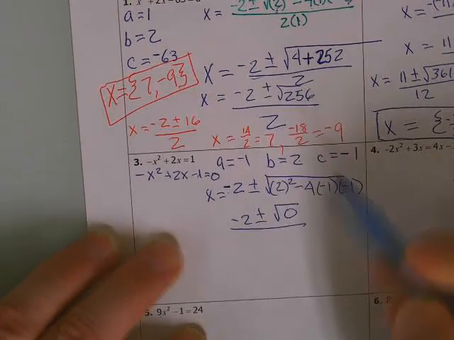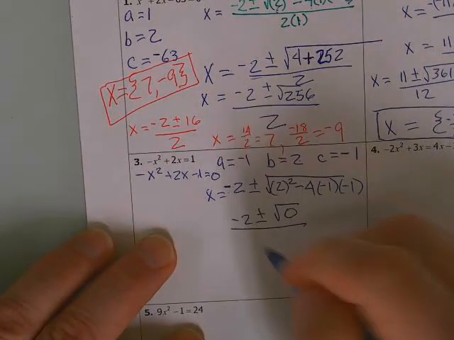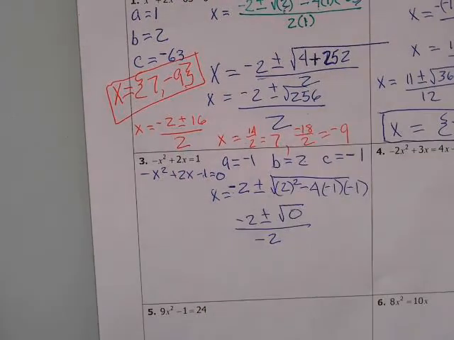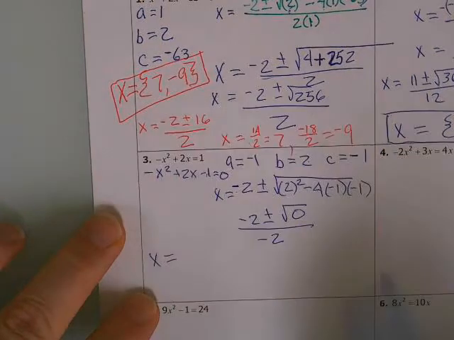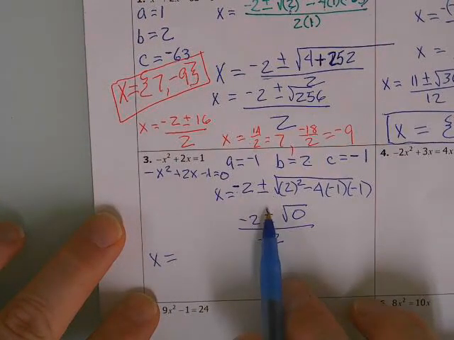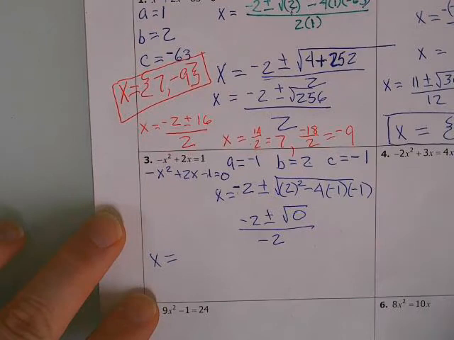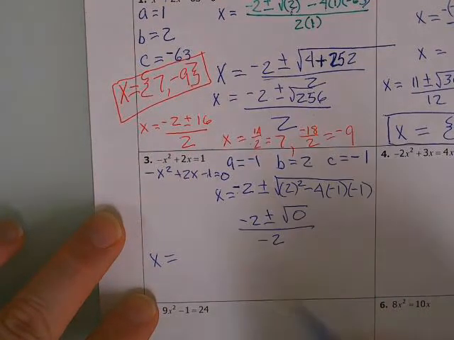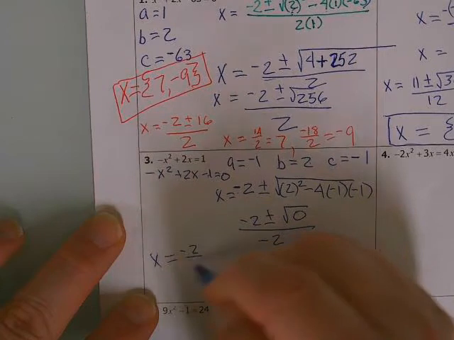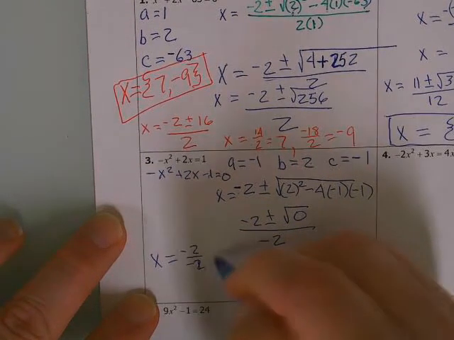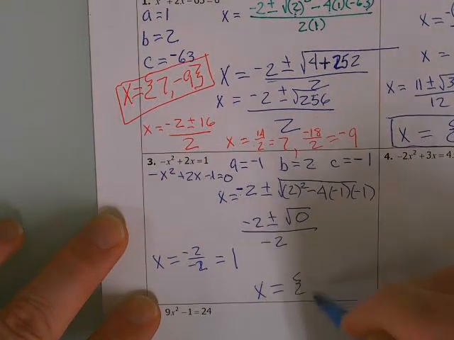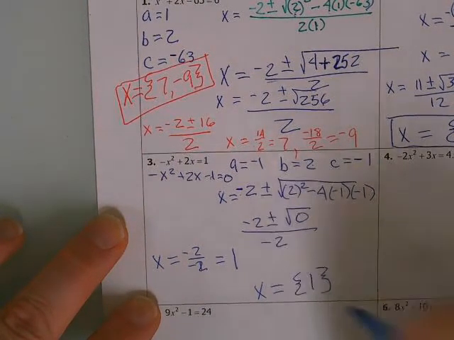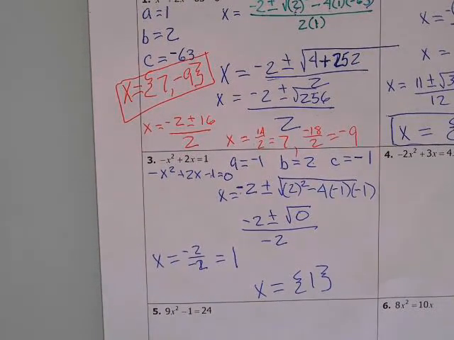All over 2 times a, which is -2. So x is equal to -2 plus or minus 0, which isn't going to change it. So we just have -2 over -2, which is equal to 1. So yes, x equals 1 only. Okay? What does that mean? What do you think the graph of that equation looks like?